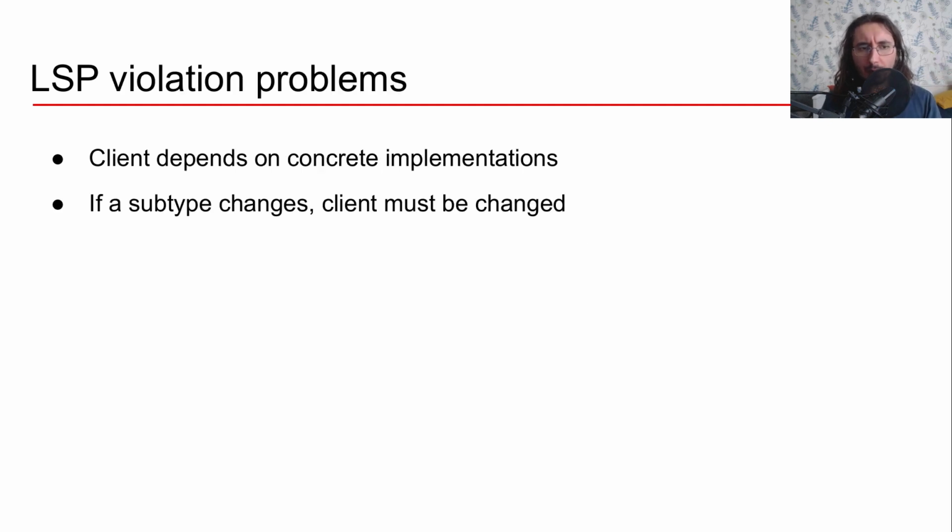Now, what are the problems that come if we violate the Liskov substitution principle? Well, there are a couple of problems. First of all, the main problem is that the client will depend on concrete implementations, because at this point it won't depend on the abstraction, on the interface set out by the base class, but rather should know more about the behaviors and the strategies that each subclass is using. And then the other big problem is that if a subtype changes, so if a subclass changes, then the client must change as well, because it's not following the main interface, because perhaps there isn't one, but rather needs to know about all the concrete implementations of a certain method or behavior.